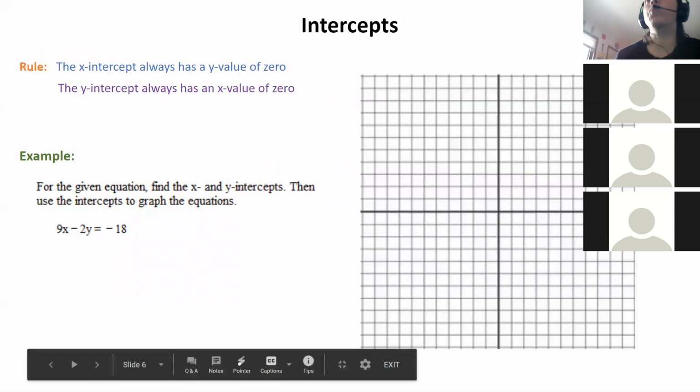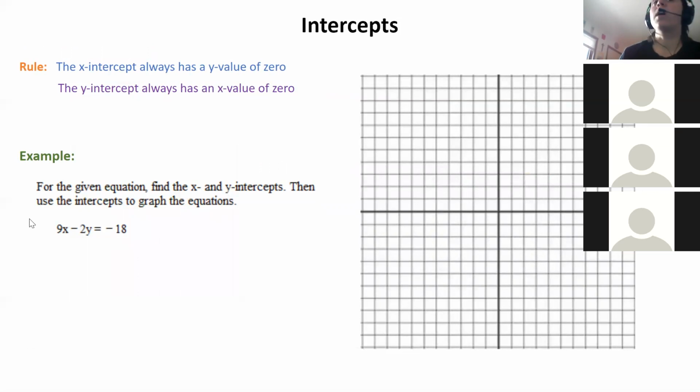Okay, so what we're going to do is we're going to find the x-intercept and the y-intercept of this equation down here so we can graph it. And right now, ooh, someone's saying that they think that's where those are.